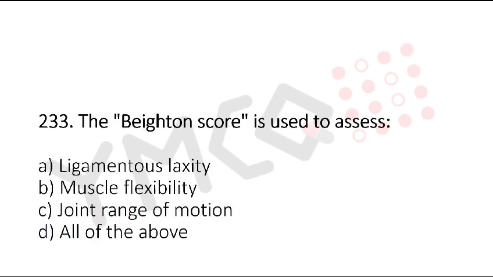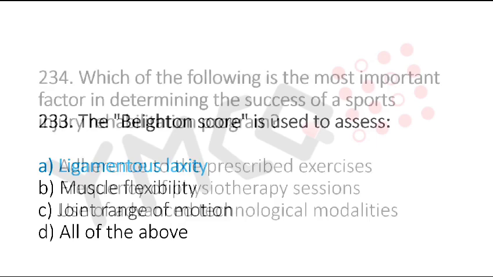The Beighton score is used to assess option A, ligamentous laxity. Option B, muscle flexibility. Option C, joint range of motion. Option D, all of the above. And the answer is option A, ligamentous laxity. Now let's move to question number 234.